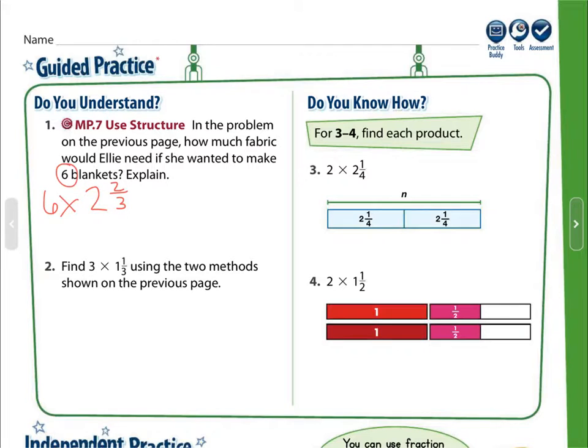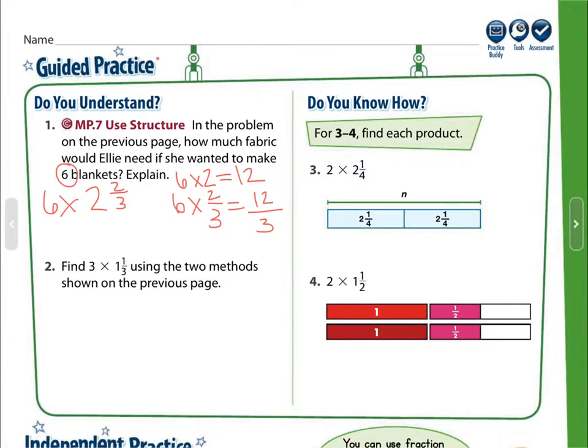All right. When we multiply mixed numbers, we're going to break it up into whole numbers and fractions. So my first step is to do 6 times 2, which is 12. My next step is to do 6 times my fraction, which is 2/3. When I multiply fractions, I'm going to multiply the numerator. So 6 times 2, again, is 12, with the denominator 3.